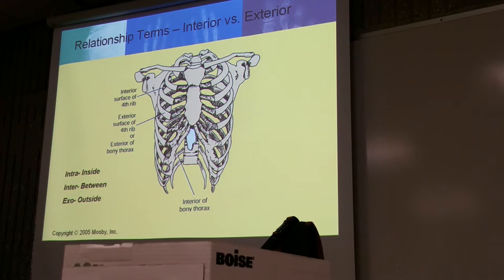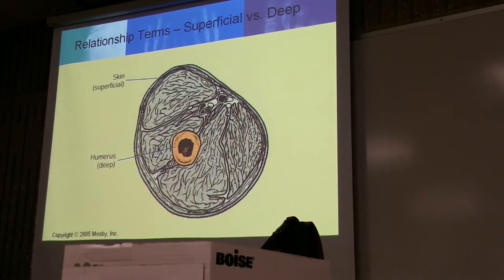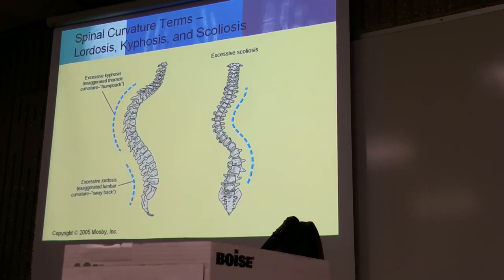Okay, relationship terms. These are all medical terms that you should be familiar with, right? Intra meaning inside, inter between, and exo means outside. Okay, interior versus exterior, superficial versus deep. You know the difference? Okay. Different types of curvatures.